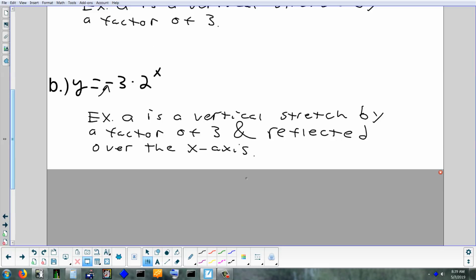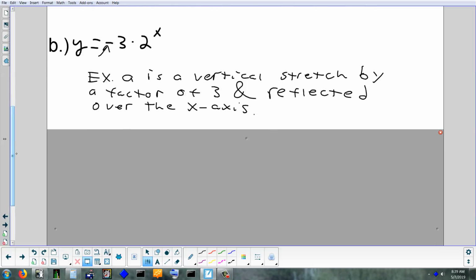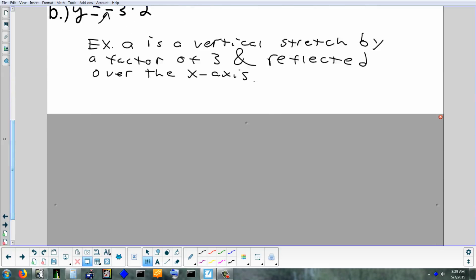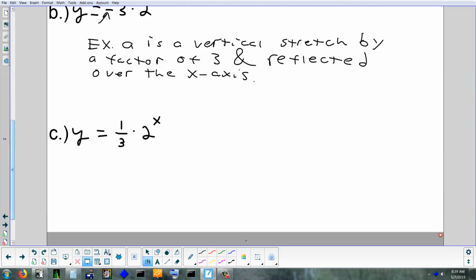We're not, I don't think we're going to look at it, but if you put the negative over here instead, that would cause a flip, but it wouldn't be over the x-axis. If you put a negative up here, it would be the y-axis. All right, how about example C? And actually this should say B.